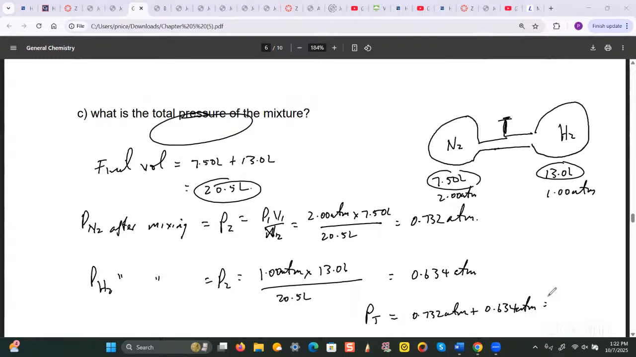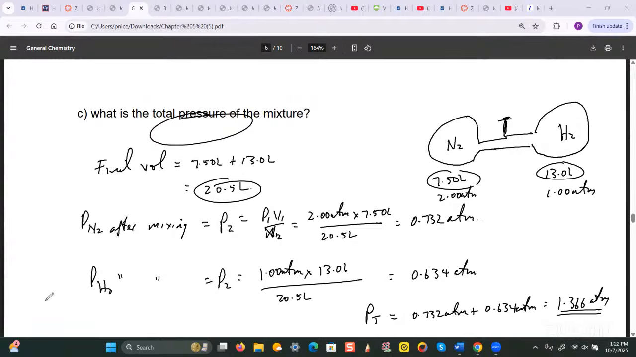0.732 plus 0.634. And I got, now when you're adding, you have to round off to the lowest number of decimal places. So when I did that, I got 1.366, and the units would be atmospheres. Whoops. What did I do? All right, and that's how that is done. Any questions about this one? Any questions out there in Zoom?